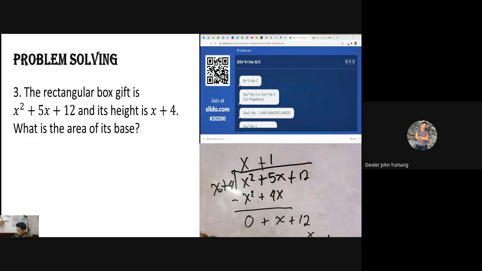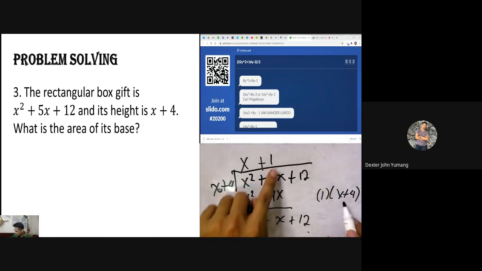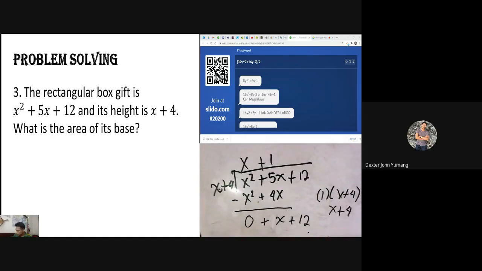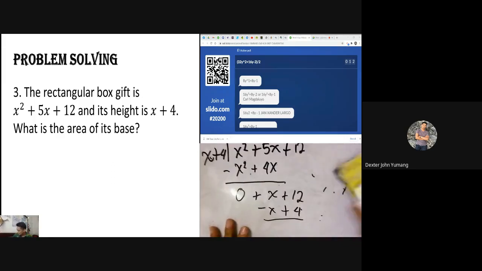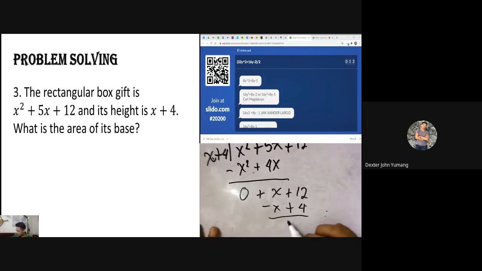Then we are going to multiply. Multiply tayo. 1 times x plus 4. Saan galing si 1? Ito po. Saan galing si x plus 4? Ito po. Okay, multiply natin. 1 times x plus 4 is x plus 4 din po. So, isulat na natin dito, x plus 4. Isasubtract natin. Okay, saan ko gisulat si x plus 4? Dito sa dulo. Isasubtract natin, x minus x magiging 0. 12 minus 4 magiging 8.